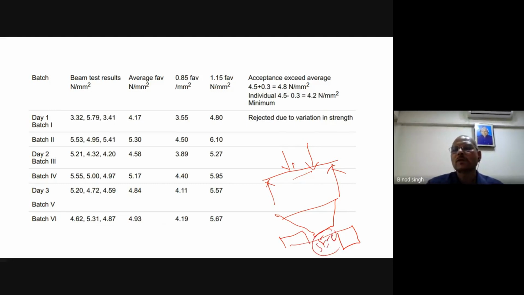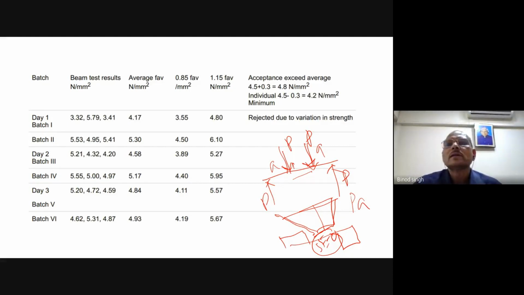So throughout the world, we do 2-point testing like this. Say this is a P, this is a P. So here reaction will be P. So this value will be, say this distance is A, so this will be P into A. So if you find the flexural strength, this average value should be 4.5 plus 0.3, it should not be less than 4.8. And individual result means minus 0.3, this is the codal requirement, plus minus 0.3, so 4.2 for the individual.